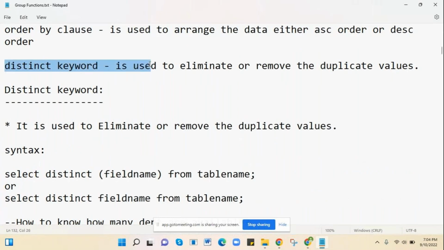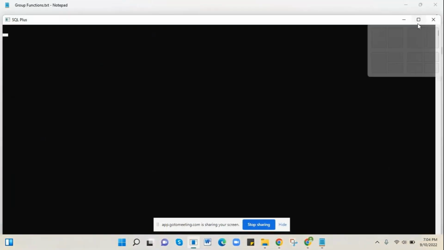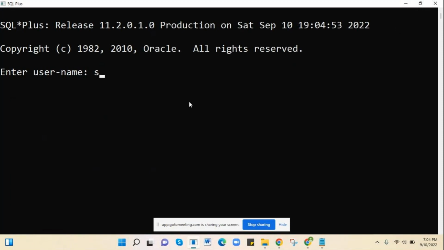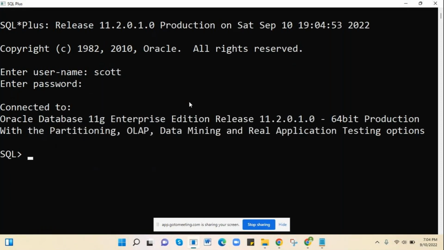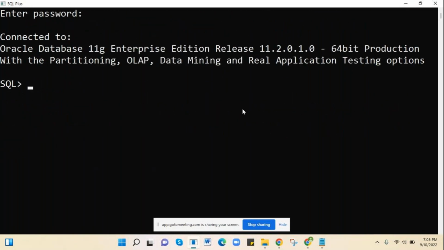Distinct keyword. It is used to eliminate or remove the duplicate values. Duplicate values. Okay.